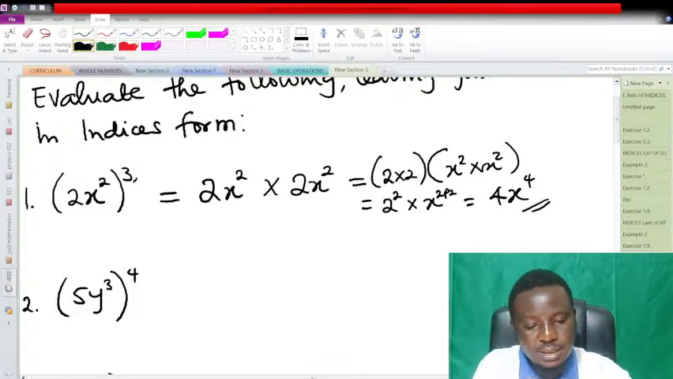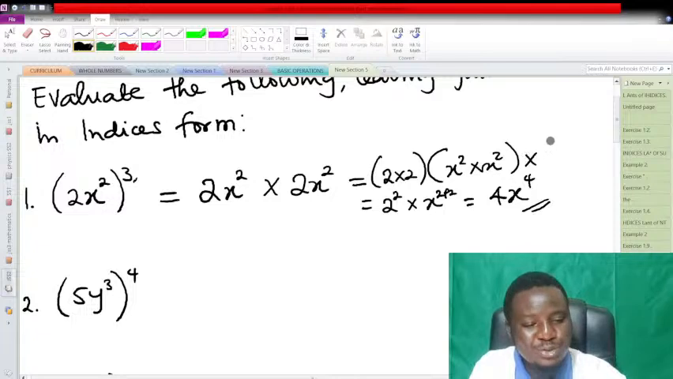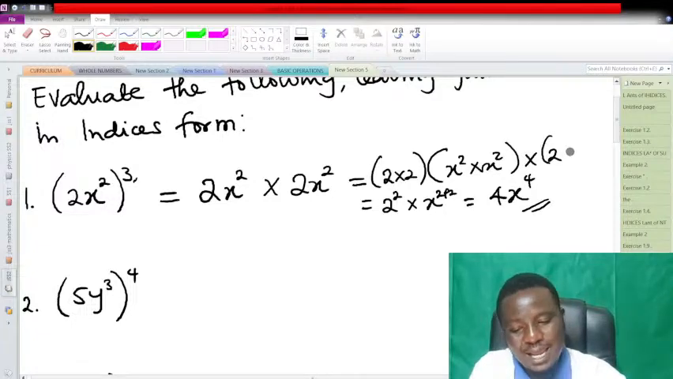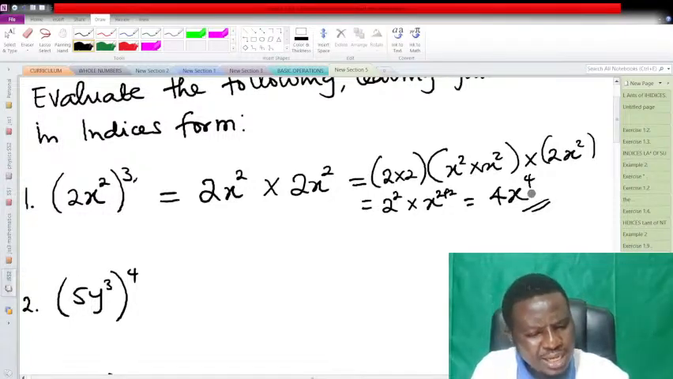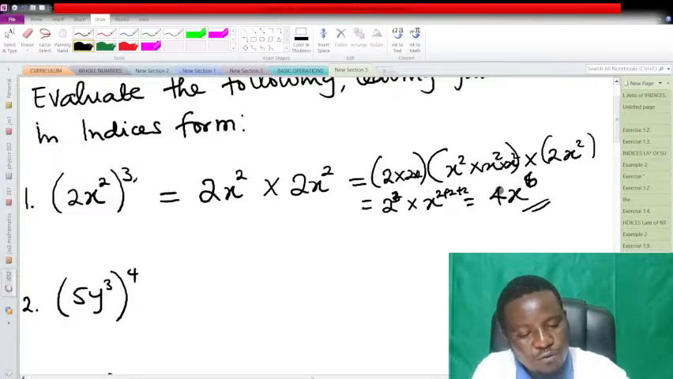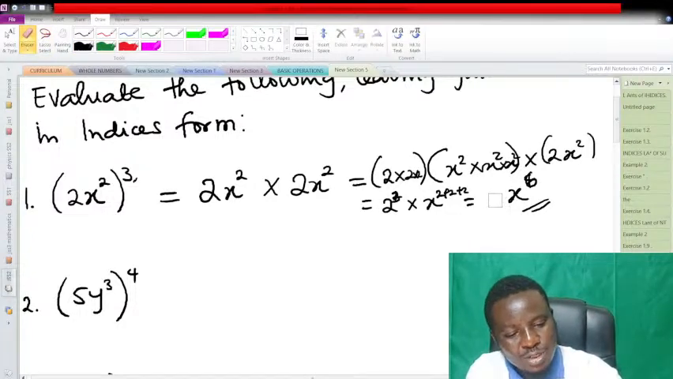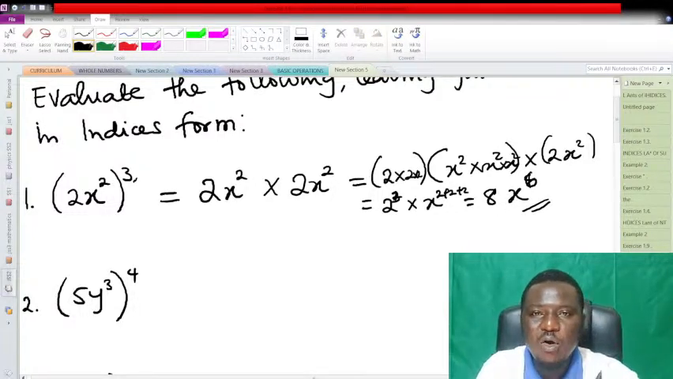Now, this is times 2x squared, because it is cubed. So I'm supposed to multiply it 3 times, okay? So this can also be said to be 2 times 2 times 2, and you have x squared times x squared times x squared, right? So this gives you 2 raised to the power of 3 times x raised to the power of 6. And 2 raised to the power of 3 is 8. So our answer becomes 8x raised to the power of 6.